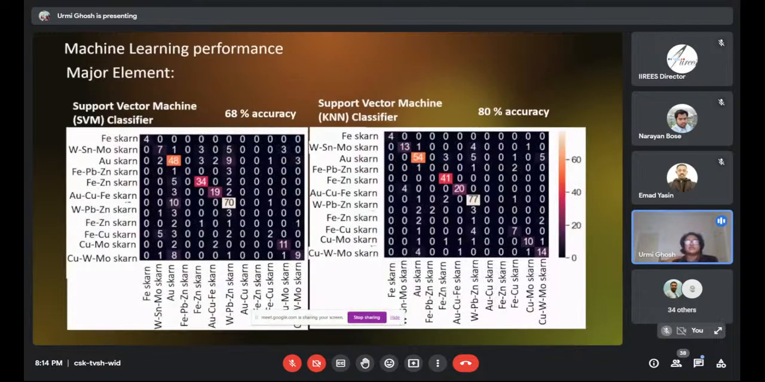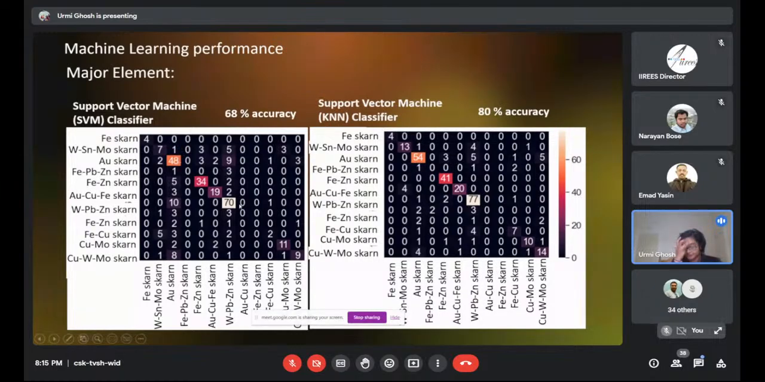So what we can see here are the different types of scans. For the major element, the support vector machine gives 68% accuracy. And support, okay, this is KNN, sorry, there has been a mistake. So it is the K nearest neighbor classifier. The K nearest neighbor classification gives 80% accuracy for the major element composition.